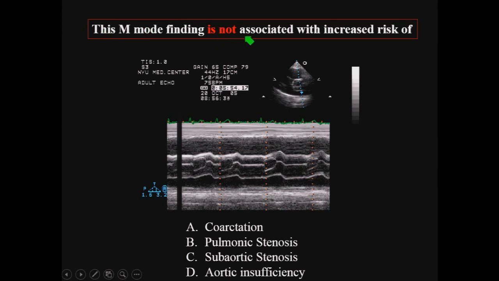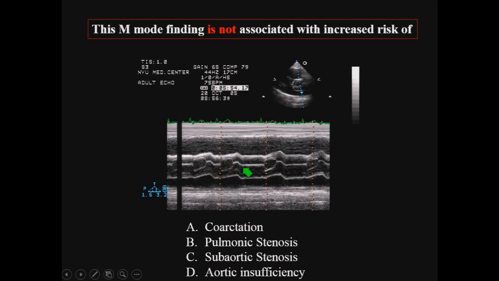This M mode is not associated with increased risk of which one of those. And just for the sake of time, let's just go on the pictures and try to understand. First of all, we see that the aortic root appears dilated. Just eyeballing it, it is bigger than the left atrium that is behind, right? So we have a dilated aortic root.